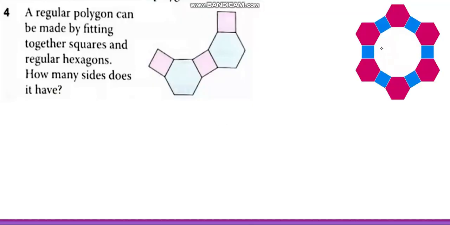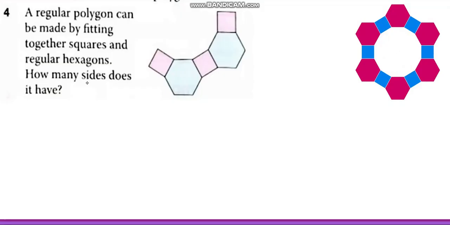In question number 4, it says a regular polygon can be made by fitting together squares and regular hexagons. How many sides does it have? First of all, we have to imagine the regular polygon that is made when we join these squares and regular hexagons together. So let's imagine. This is the shape that we will get if we keep joining these hexagons and squares. Inside these shapes, there is a regular polygon.